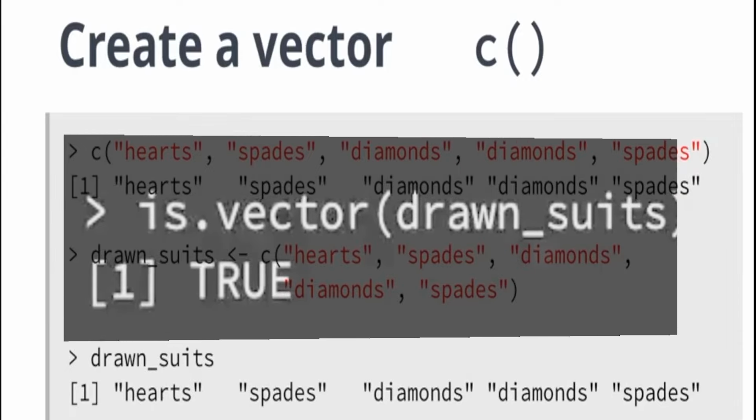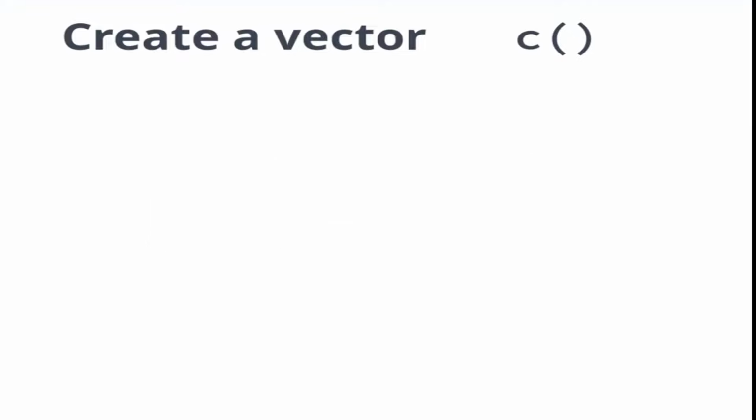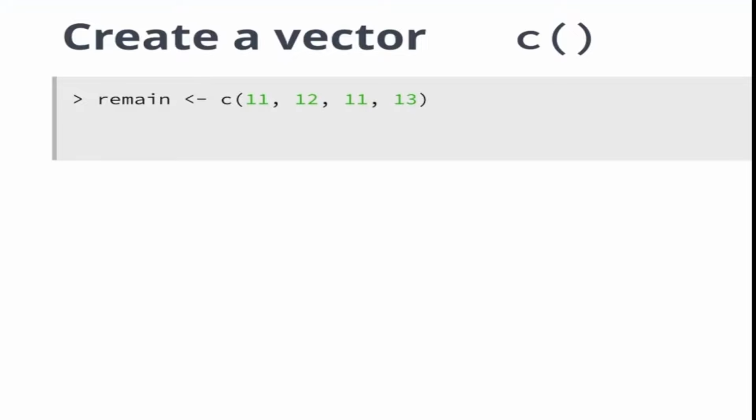Likewise, we could create a vector of integers for example to store how many cards of each suit remain after we drew the 5 cards. Let's call this vector remain. There are 11 more spades, 12 more hearts, 11 diamonds, and all 13 clubs still remain. If we print remain to the console, it looks okay, but it's not very informative. How does somebody else know that the first value corresponds to spades?